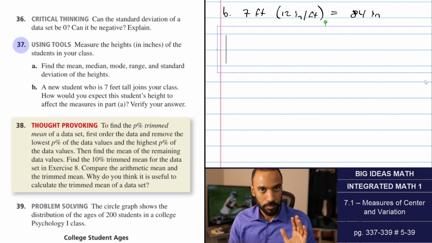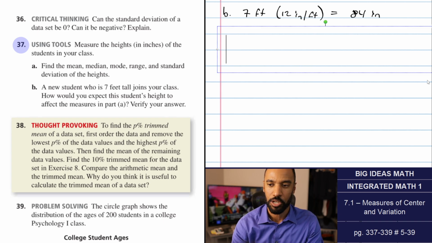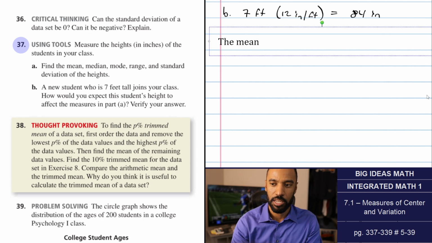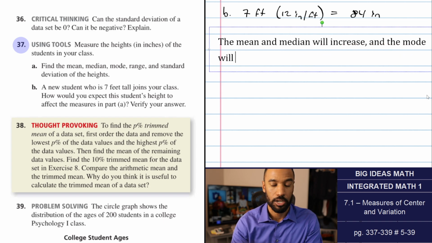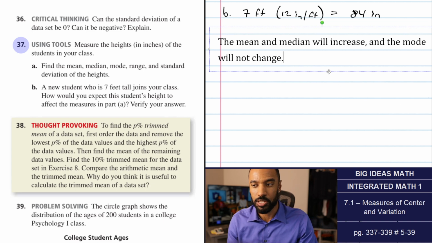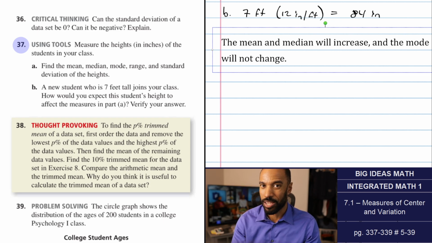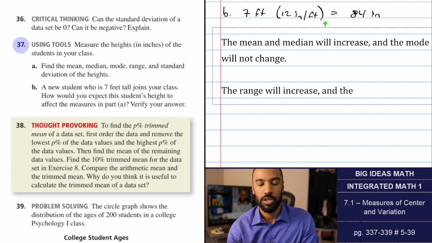I expect, first of all, mean and median should increase because it's pulling the information up. The mean and median will increase. And the mode will not change. I don't expect the mode to change because I don't have any other 7-foot students. And if I did, then this would increase the frequency, sure. But I don't have any other 7-foot students that I measured. As far as range and standard deviation, the range will increase because that was the largest student. That's the tallest student. And the standard deviation will increase. Everything's going to increase but the mode.